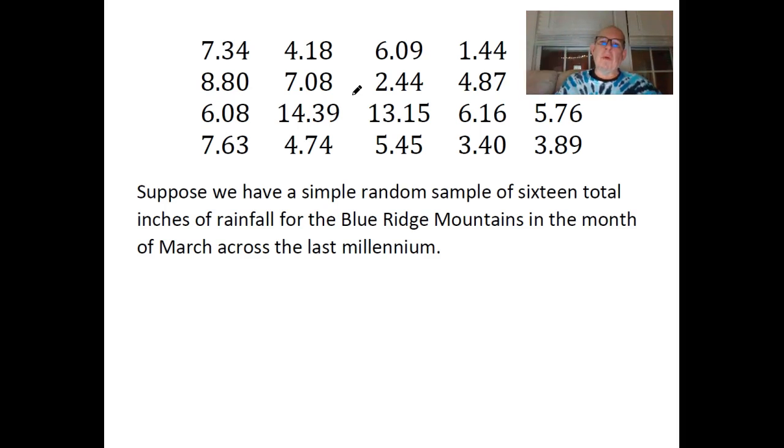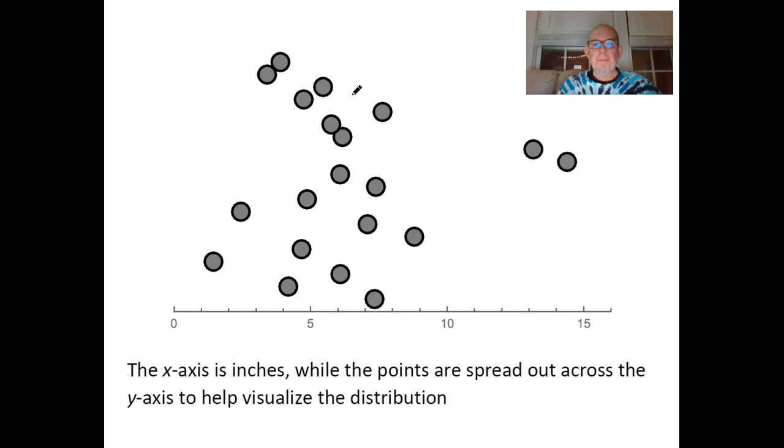total rainfalls through the month of March in the Blue Ridge Mountains, sampled across the last 1,000 years. To aid us to visualize, instead of just putting the points, their inches, on the x-axis, I've lifted each of these points up some random distance just so that they don't overlap and block each other, so that we can see each one. So the height doesn't mean anything, it just allows us to see all the data points. Remember, it's the x values that are the inches. It represents some month where it rained that many inches. Like here we've got a month that rained over 14 inches.